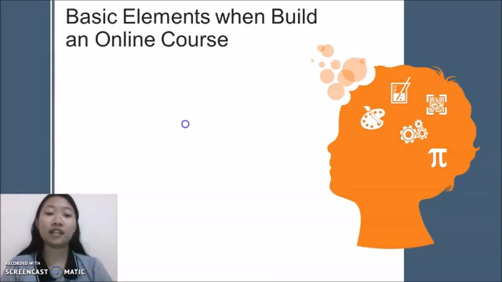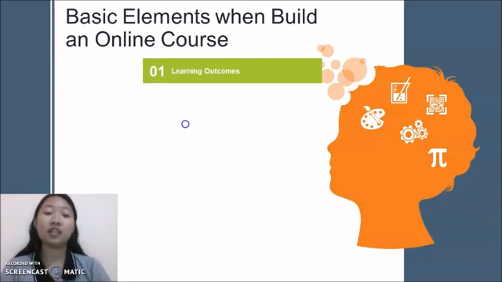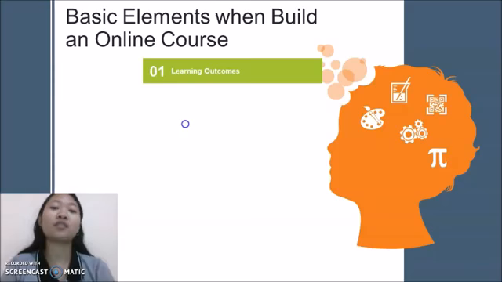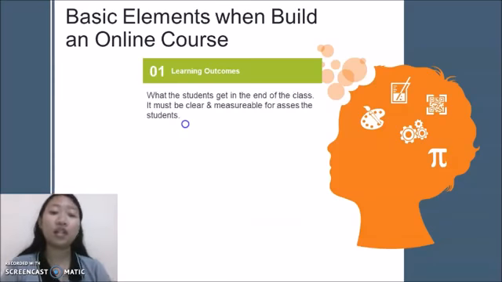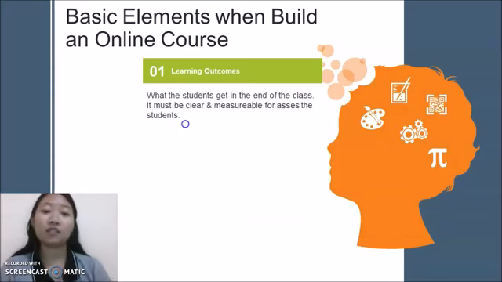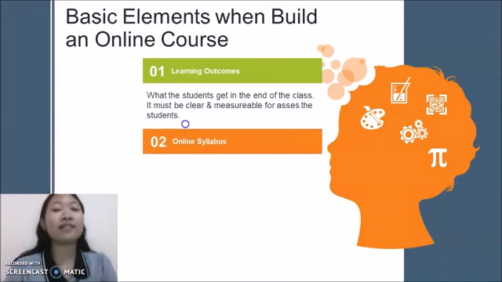And next is the basic elements when building an online course. The first element is that the teachers must provide or prepare the learning outcomes. If we're talking about the learning outcomes, it means what the students get at the end of the class, and it must be clear and also measurable to assess the student. And the second is the online syllabus.